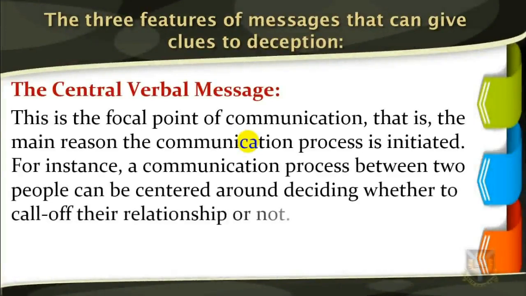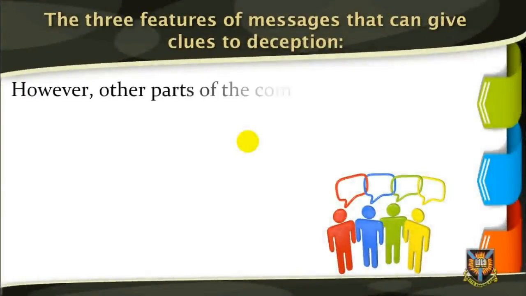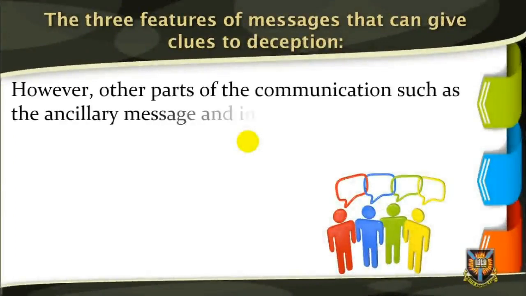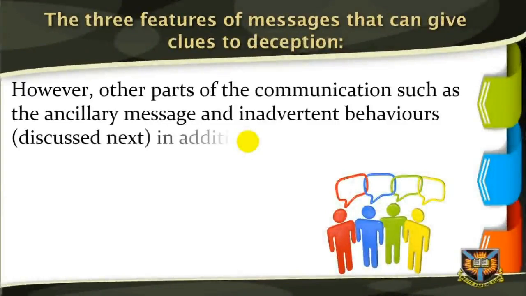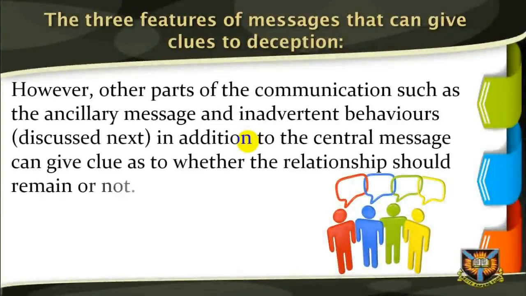For instance, a communication process between two people can be centered around deciding whether to call off their relationship or not. The discussion on whether to keep the relationship or not is the central verbal message. However, other parts of the communication, such as the ancillary message and inadvertent behaviors, in addition to the central message, can give clue as to whether the relationship should remain or not.